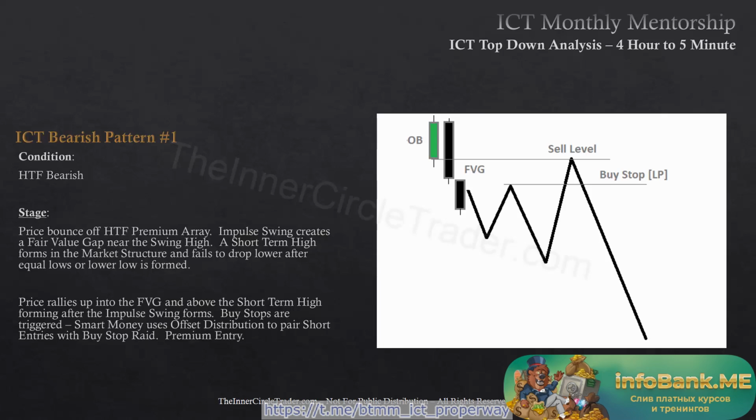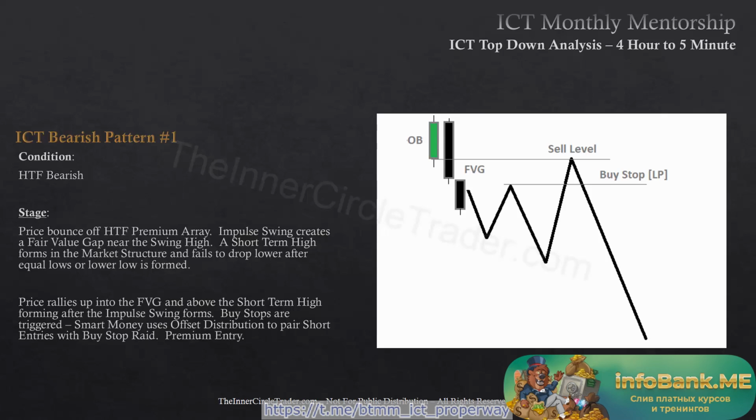Price will try to go lower or fail to go lower and then rally back above that short-term high, closing in the fair value gap, trading back up to the bullish order block, and that sell level is where optimal trade entry would be. After the buy stops are ran out on a previous short-term high.